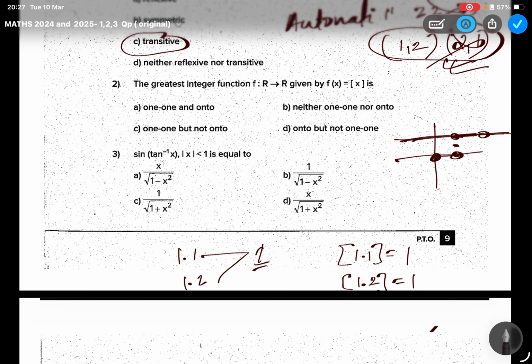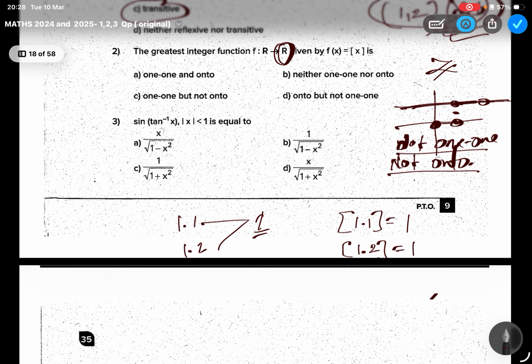Then how to find the onto function? So what is the range of this function? Only the set of integers. What is our codomain? Real numbers. Then it is not an onto function, hence it is not a one-one function, not one-one, not onto.